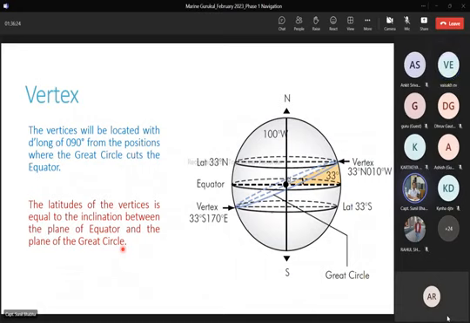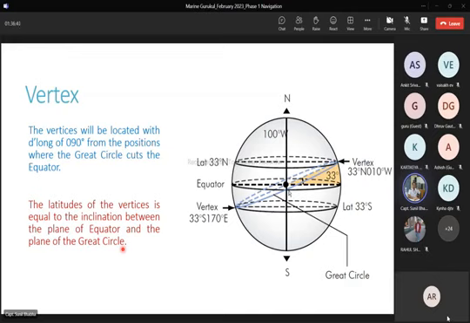Yes, sir. Right. Yes, sir. Now also, if you have a look, you will see that this vertex point, which is the highest latitude point, will fall exactly midway between the two equator crossing points.